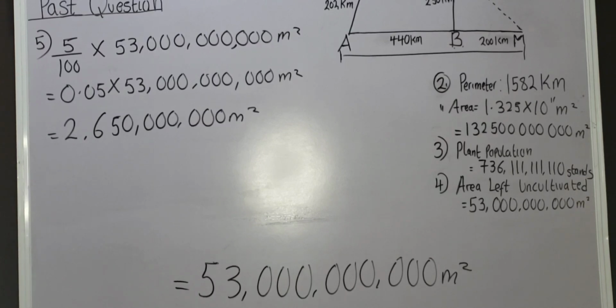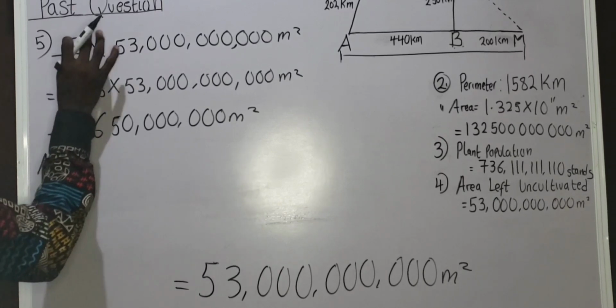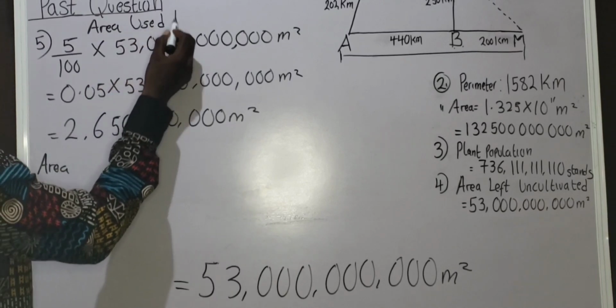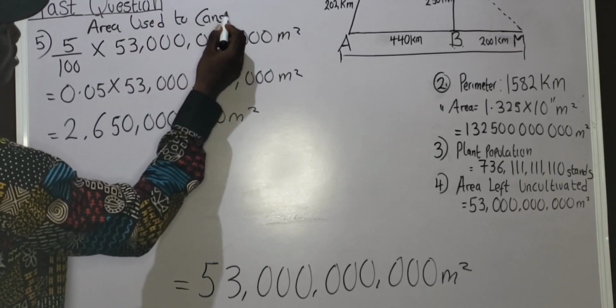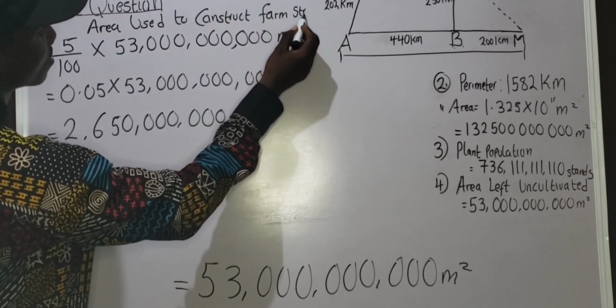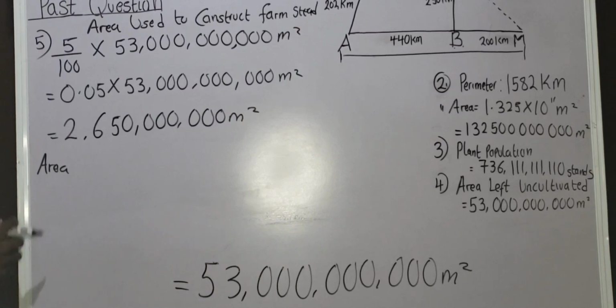Now, to know the area that we are going to use to cultivate, we are going to subtract this area from the area that we have not used to cultivate. Are you getting it? So the area, don't forget, this area that I calculated is the area used to construct farmstead. Do you understand? So the area that I want to calculate now is the area that we are left with. If we want to cultivate another crop, what is the area that we are left with for us to cultivate? So that's what I want to calculate.